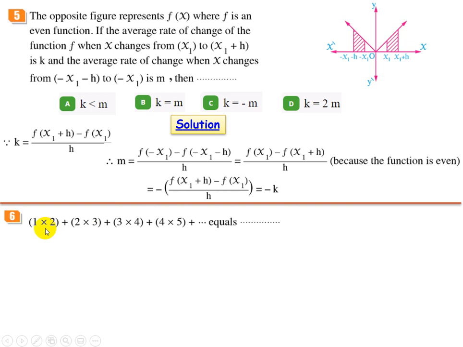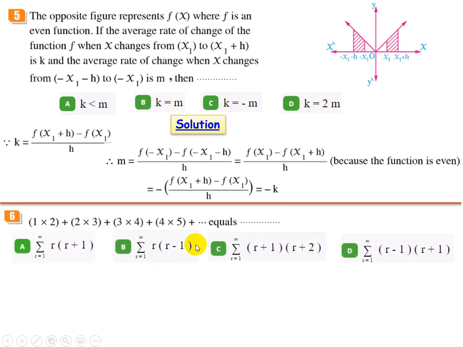Question number 6. 1 times 2 plus 2 times 3 plus 3 times 4 plus 4 times 5 plus dots equals what? This question we can answer by using trials from the given answers. You will find that the answer is number A. If we put r equal 1, so 1 times 2, 2 times 3, and so on.